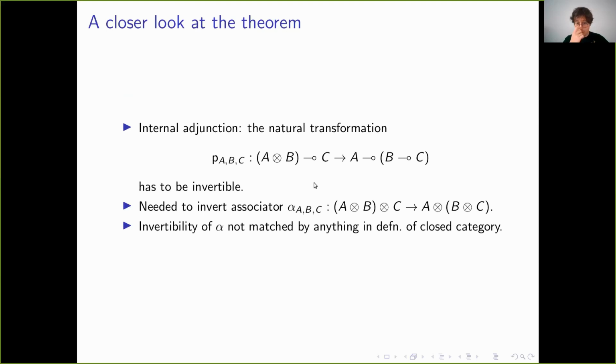And so if one checks the details of the proof, we find out that this requirement is used for defining an inverse for the associator alpha. And in fact, in the definition of closed category, there's nothing that is matching the invertibility of alpha. So that's why the internal adjunction requirement is needed.